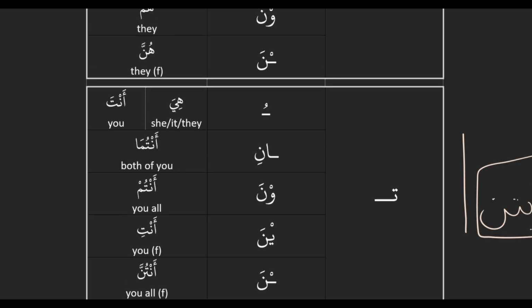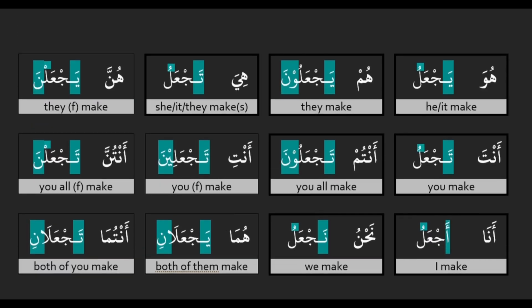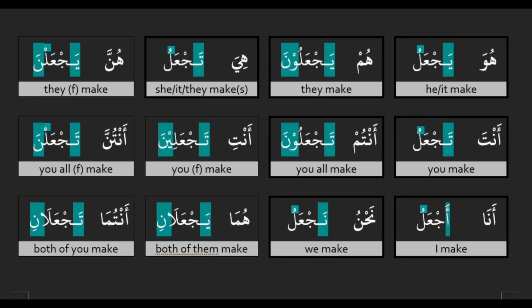Enta and hiya. And if we see the same thing in the chart here, right? If you look at the enta form, it's enta taj'alu, right? And then the hiya is also hiya taj'alu. Oh, okay, because we don't have any overlap with the past tense. Right. We didn't have any overlap with the past, but with the present there is. Just the hiya and the enta always overlap. That's the one combination.